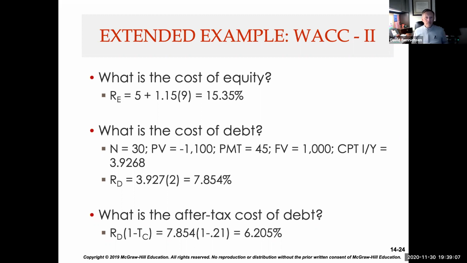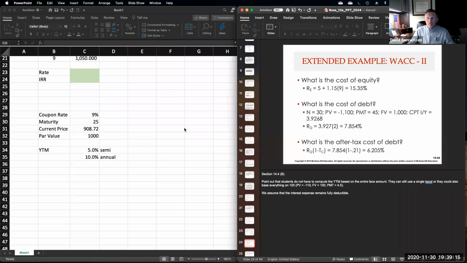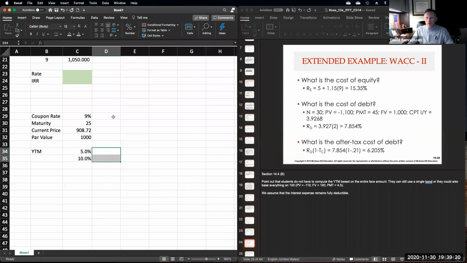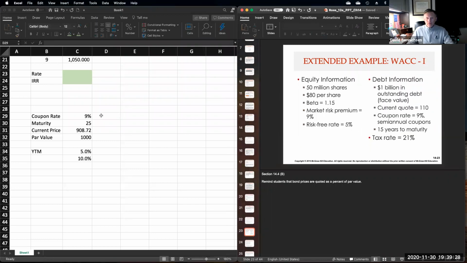What's the cost of our debt? We go to Excel. We have a coupon rate of 9%. We have a maturity of 15 years. We have a current price of 110. We know the par value is 1,000. So what is our yield to maturity?